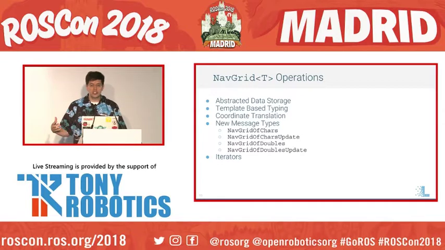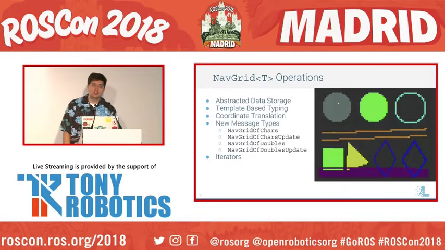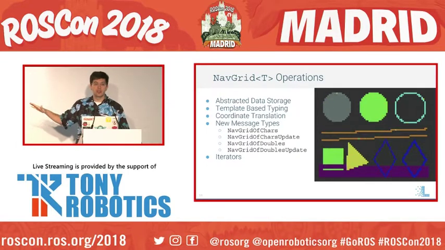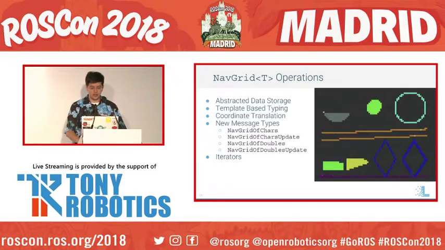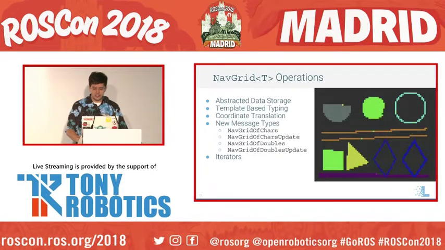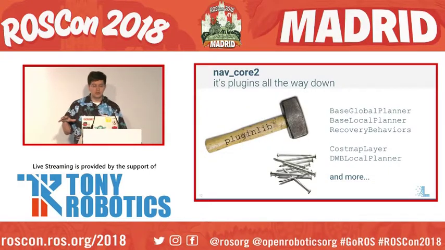And so the data storage here is all abstracted so that you can have it be backed by a standard vector or any other type of data storage. The typing is template-based, so you can stick in floats, unsigned chars, classes, whatever you'd like. There's a whole library for coordinate translation, from translating from world coordinates to grid coordinates and back. There are new message types that don't suffer the setbacks of occupancy grid, called NavGridOfChars and the related updates. And finally, this is inspired by the work of the grid map people. There are also iterators that work on these that are easily reused for a number of different operations. And so this actually forms the basis of one of the new plugins I made.